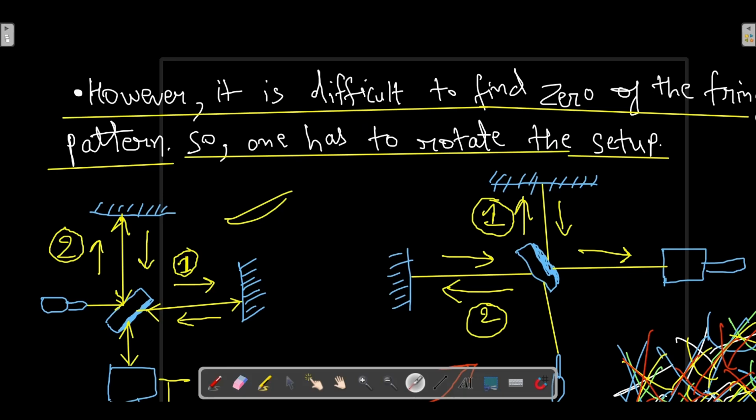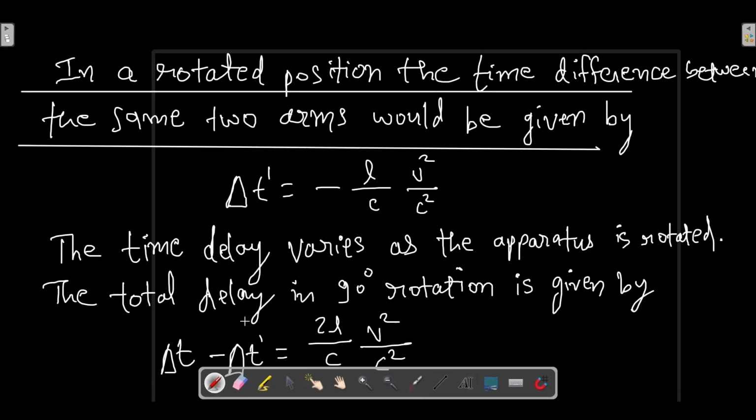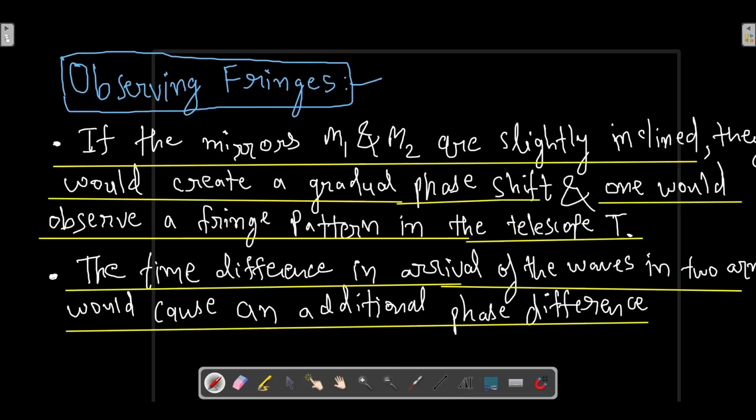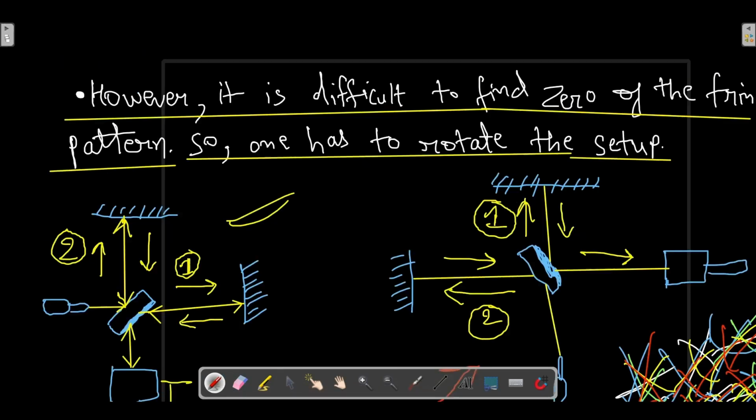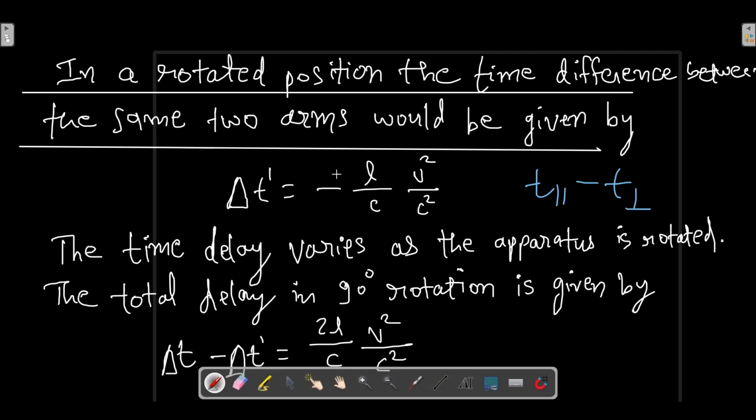So what will happen? The time difference which was given by t parallel minus t perpendicular, you must have taken a look. This was the time difference, right? The time difference will now be given by t perpendicular minus t parallel, because the arms have been interchanged. Rest all the calculations will remain the same.